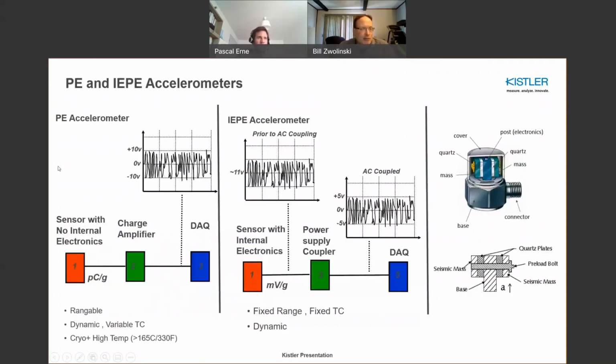Accelerometers also have the PE and IEPE formats, all much along the same lines as what I mentioned before: rangeability, quasi-static capability, and certainly many of the accelerometers we come across are IEPE nowadays. And this is probably most used in terms of hydrodynamic measurements.